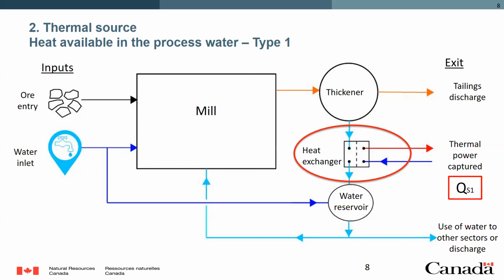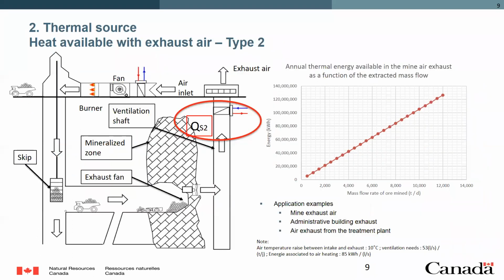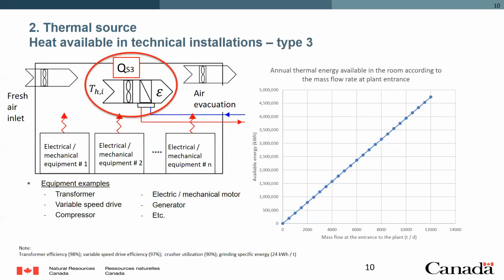Okay. For the type 2, the classical example is the exhaust air of the underground mine, where you can have a significant amount of energy available all year round. Okay. The type 3 can be, for example, an electrical room with multiple transformers or variable speed drives, or even the compressor room. And there you can recover the energy, which is basically heat in the air. Okay.